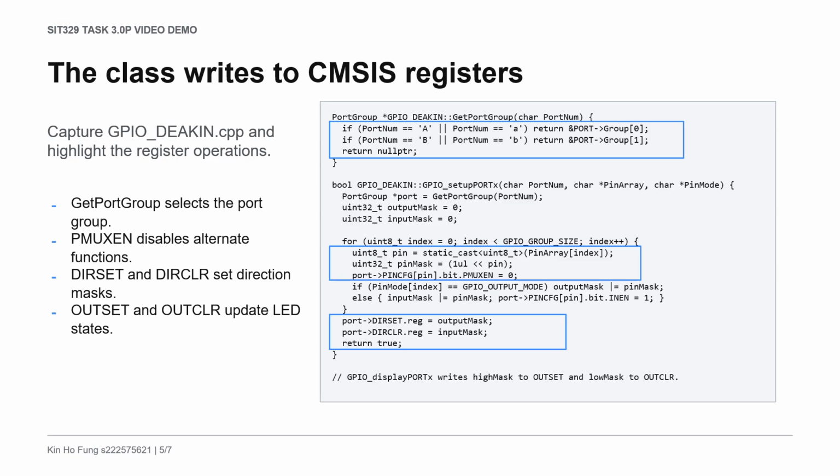PMUXEN is cleared so the pins are controlled as normal GPIO rather than by an alternate peripheral. For output pins, the code adds the pin's bit to the output mask and writes it to direction set. For input pins, it uses direction clear and enables INEN. In the display function, the same bit masking approach is used with outset and outclear. This is efficient because selected pins can be changed without affecting unrelated pins on the port.